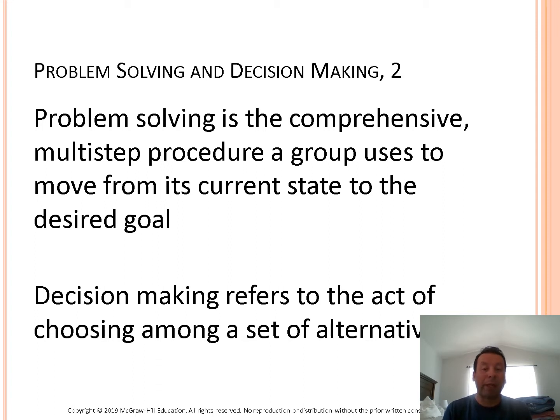And decision making refers to the act of choosing among a set of alternatives. Decision making is, what do we do? Do we do this or do we do that? Right? And then you take a step forward. Do we do this or do we do that? Then you take another step forward. And so every single decision, every step that you take leads you to another step in which you have to seek an alternative. Do I do this or I do that? That's the decision-making process as you move forward.